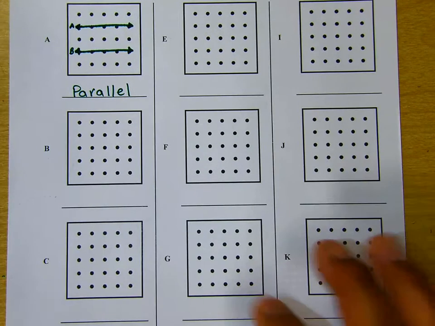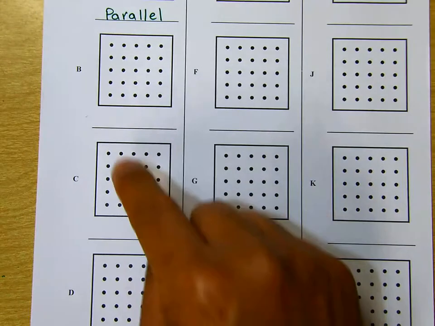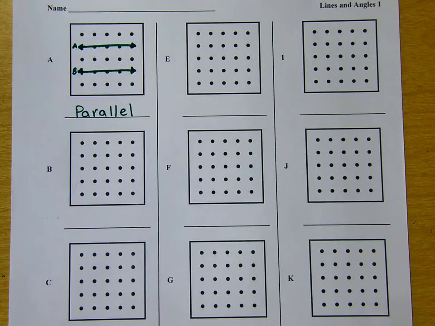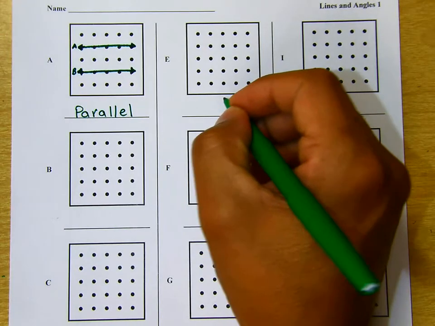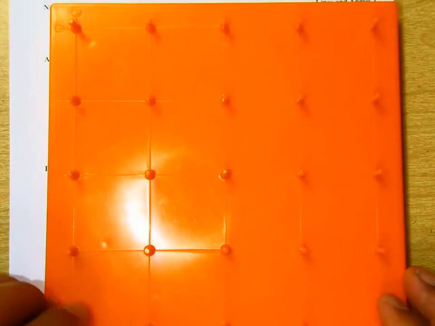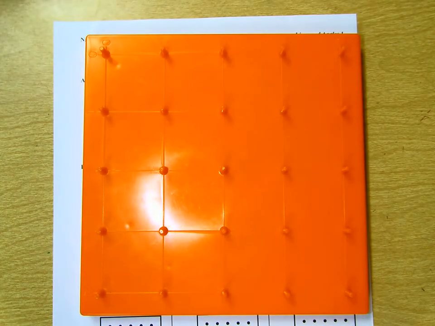So now we have B, C, and D. So we can go ahead and make parallel lines of B, C, and D. Now we're going to talk about another set of lines. The next set of lines that we're going to talk about are intersecting lines. Intersecting lines are lines that cross at one point. So I'm going to get my geoboard again, and I'm going to make some intersecting lines. Intersecting lines are two lines that cross at one point.